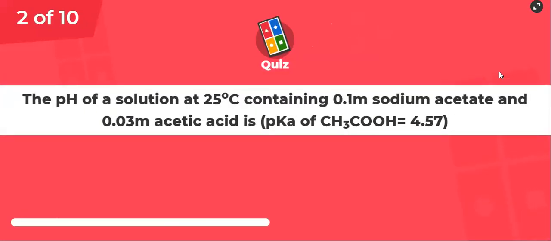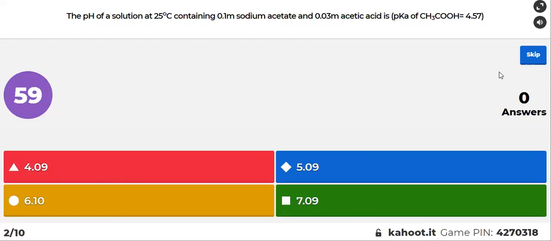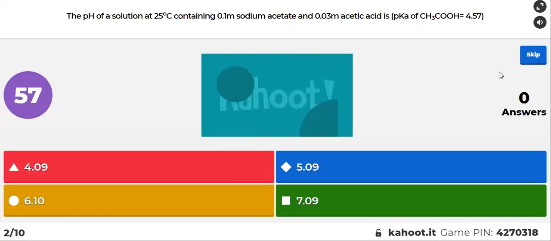The pH of a solution at 25 degrees centigrade containing 0.1 molar sodium acetate and 0.3 molar acetic acid, right? pKa of CH3COOH is. Think about it, everyone. This much time you will get in NEET or KCET, by the way. Only this much time.